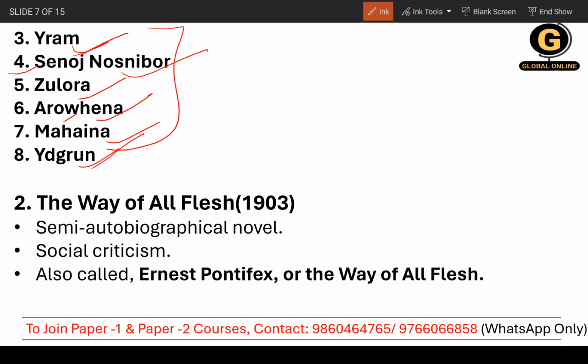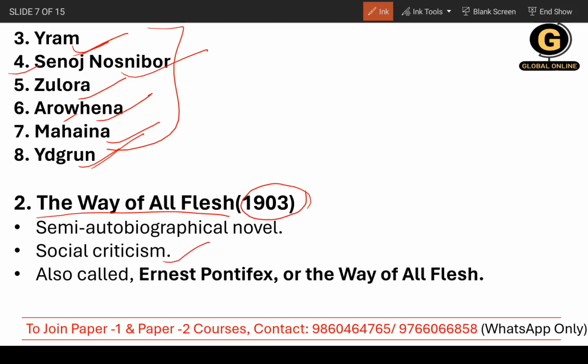Now the second work is The Way of All Flesh. It was published in 1903 and it's a semi-autobiographical novel. Semi because it's not an autobiography, but somewhere you'll relate some of the things with the life of Samuel Butler. That is why The Way of All Flesh is in the semi-autobiographical category.